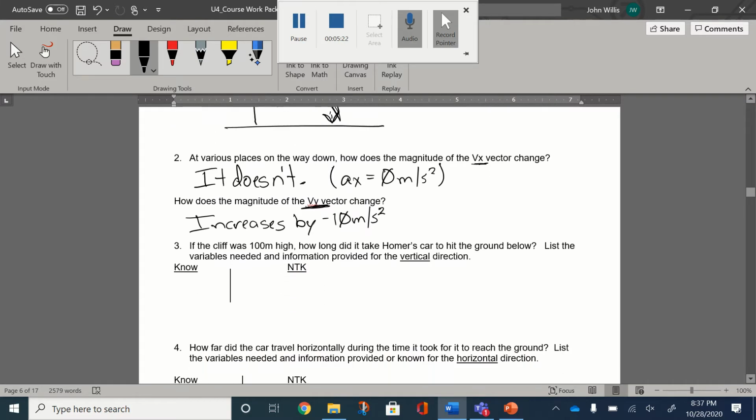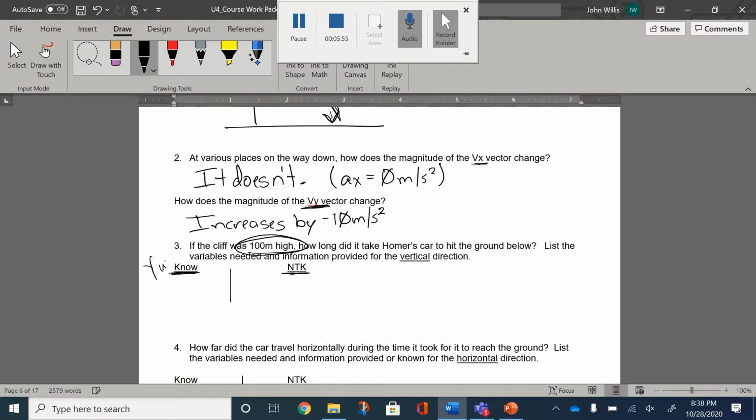So if the cliff were 100 meters high, one of the things that might be beneficial to you, and there's multiple ways you could do this. I've shown you diagramming in the word problem, how to label your variables and keep track of what you know. In this particular unit, you can draw pictures to keep track of what you know, or you can make data tables. You can make a data table out of your y values and your x values, or you can make a data table like this: things that you know to be true at the beginning of the problem and things that you need to know. That's what NTK stands for, need to know. But the process is still the same.